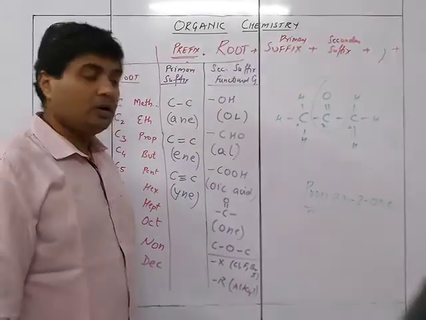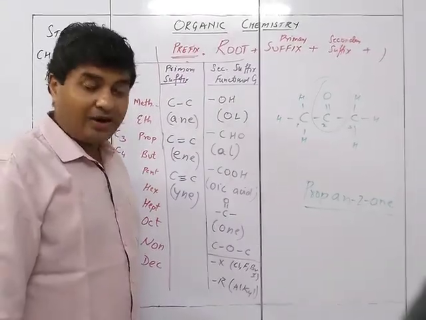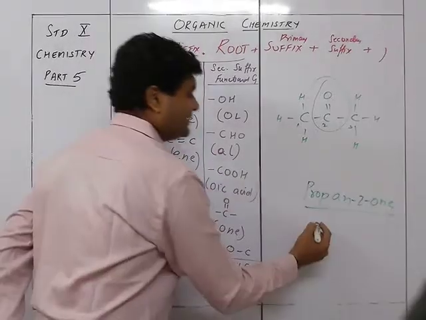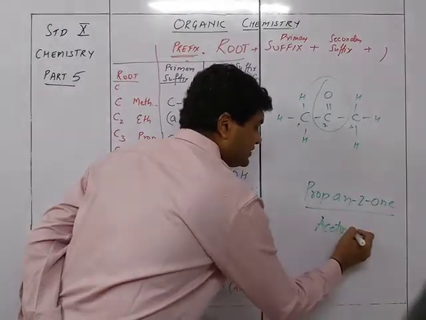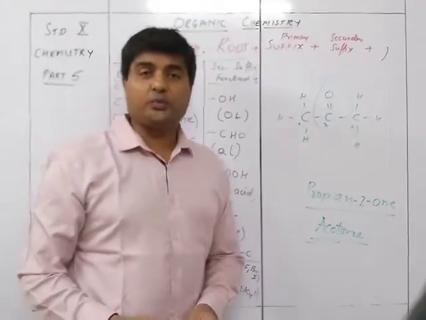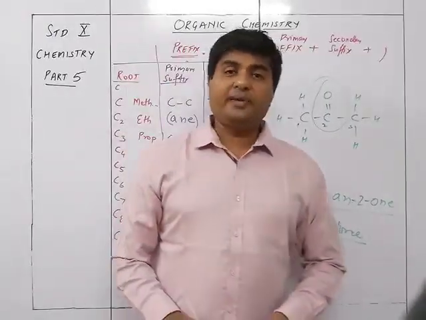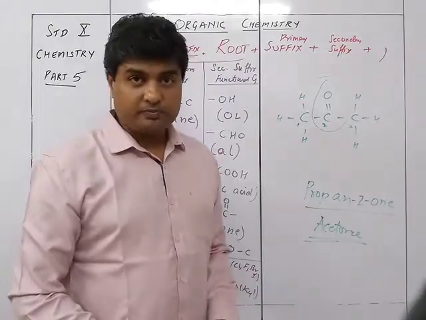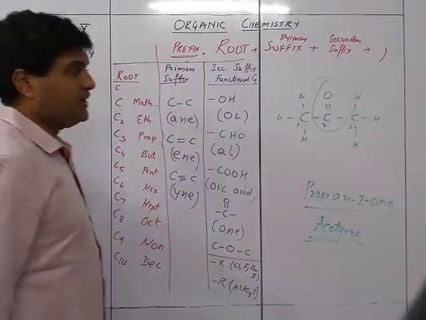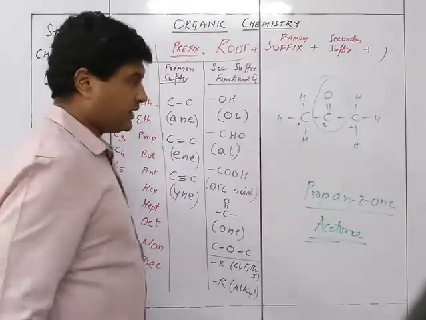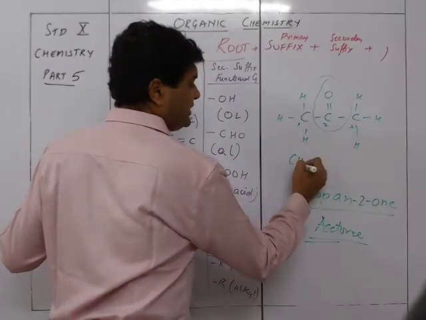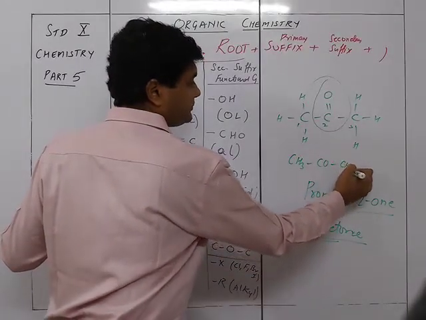Okay, it's propan-2-one. Also called the famous acetone. The acetone is this thing. This is nothing but acetone, which is also a nail polish remover. This is the formula for acetone. The common name for propan-2-one is acetone. If we write it in the form of condensed formula, it will be CH3, CO, CH3. That is acetone.